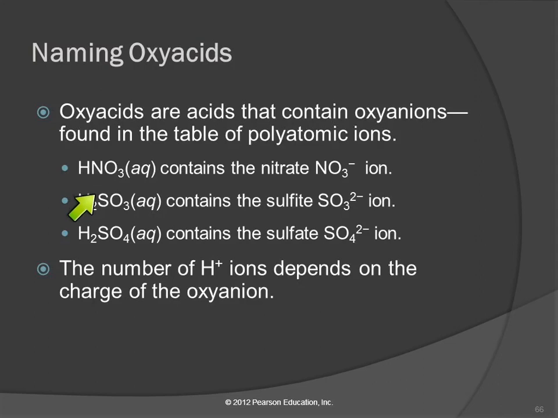H2SO3, cover up the H's. We've got SO3 2-, that's the sulfite ion. There's H2SO4, that has the sulfate ion. The number of hydrogen ions is going to depend on the charge. This one has a -1 charge, and it has 1 hydrogen. Sulfate has a -2 charge, it's got 2 hydrogens. What group of the periodic table is hydrogen in?